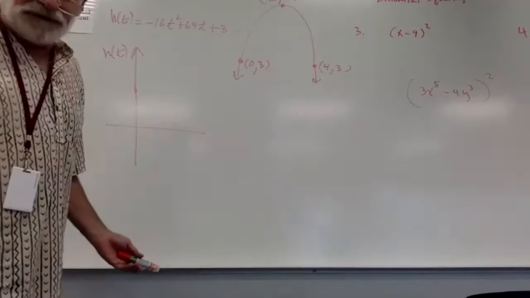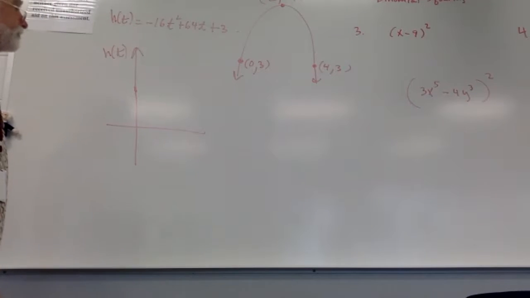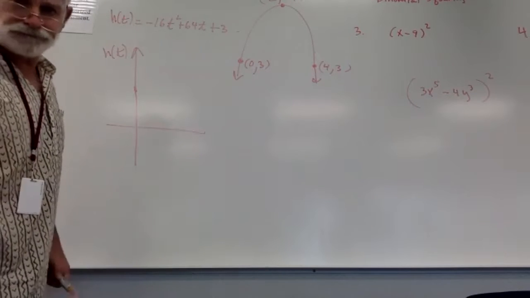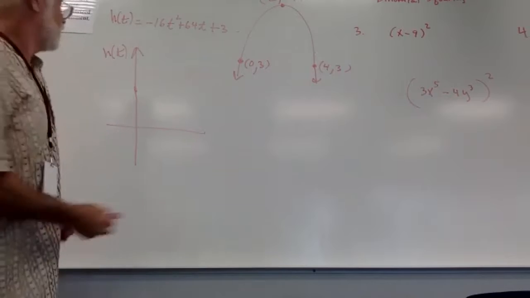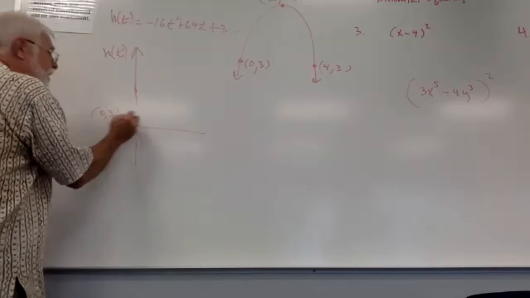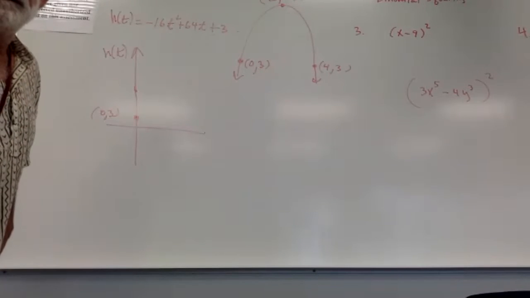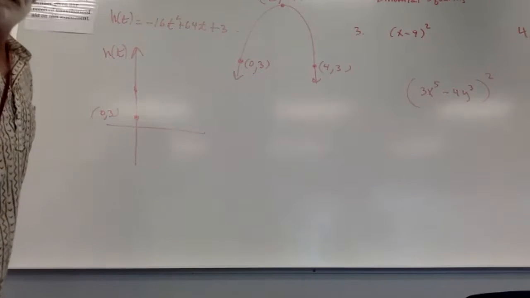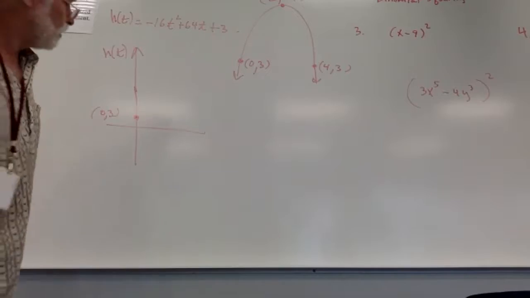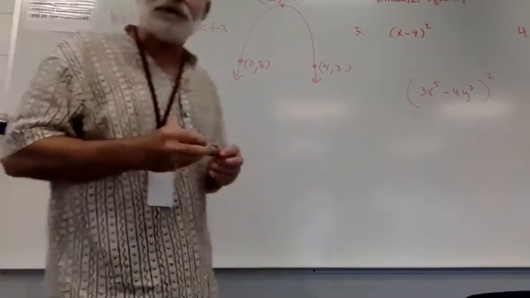All right, let's graph it together. What's the first thing I'm going to do? Put the y-intercept on. Okay, that's 3. Thank you very much. You have learned something. I got the y-intercept. What's the next thing I'm going to do? Find the rate at the y-intercept. Can you tell me what that rate is? 64. Can you tell me what that 64 represents?